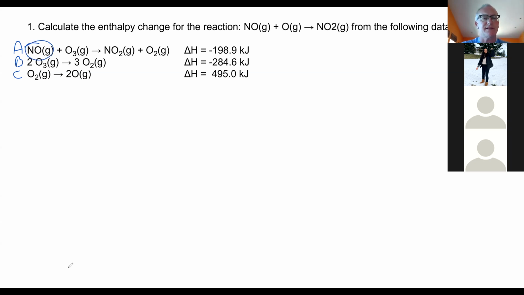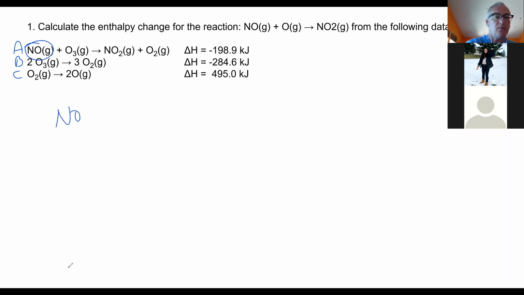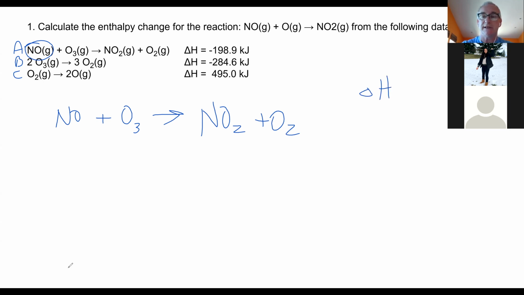And it looks like it has the right amount, so for now, we'll just write it the way it is. Since these are all gases, I'm not going to bother with the states of matter. But as I said before, it's important that we keep track of those, because changing the state takes energy or releases energy, depending on what states you're going between. But this is a completely gas reaction. And let's keep track of our delta H's. So that's minus 198.9.